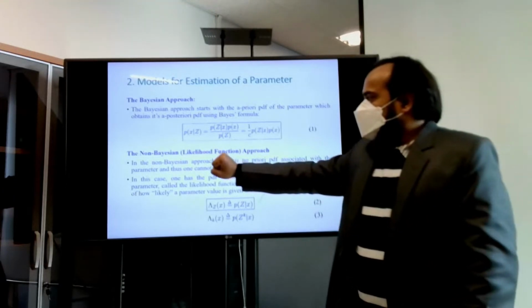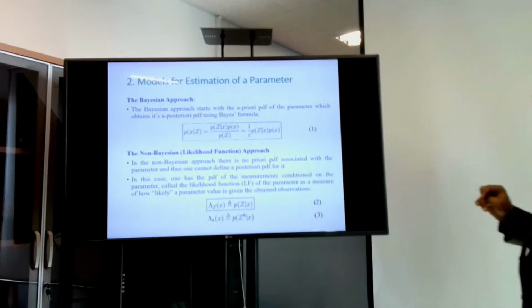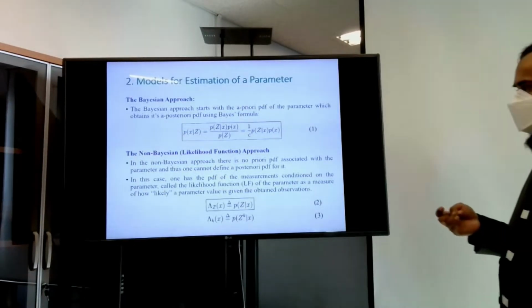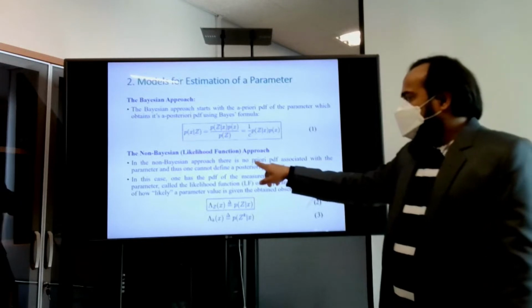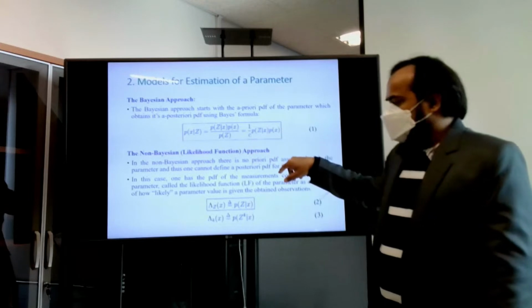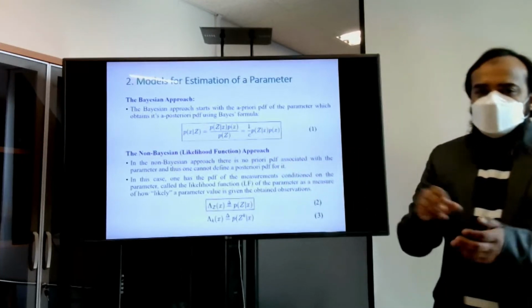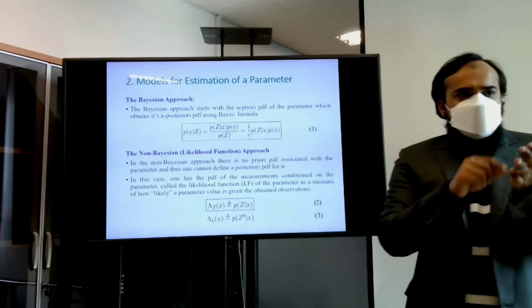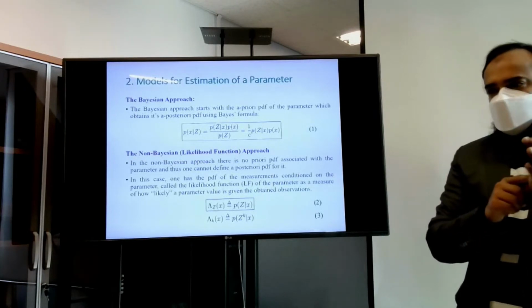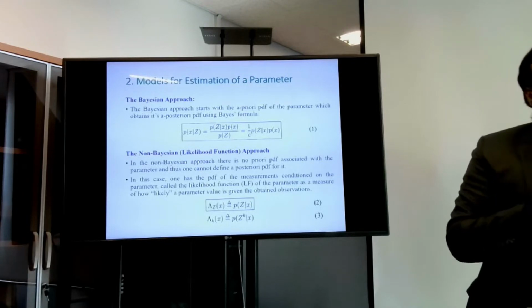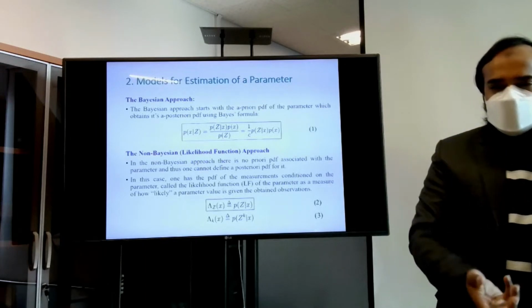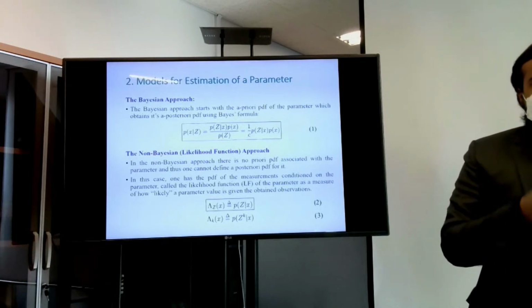So non-Bayesian approach means we use the likelihood function. Okay, so in the non-Bayesian approach there is no prior PDF. We don't know any p of x. We just know that there is some x naught state, but we don't know its prior information. What is x naught? X naught is our desired target or something other. We don't know.